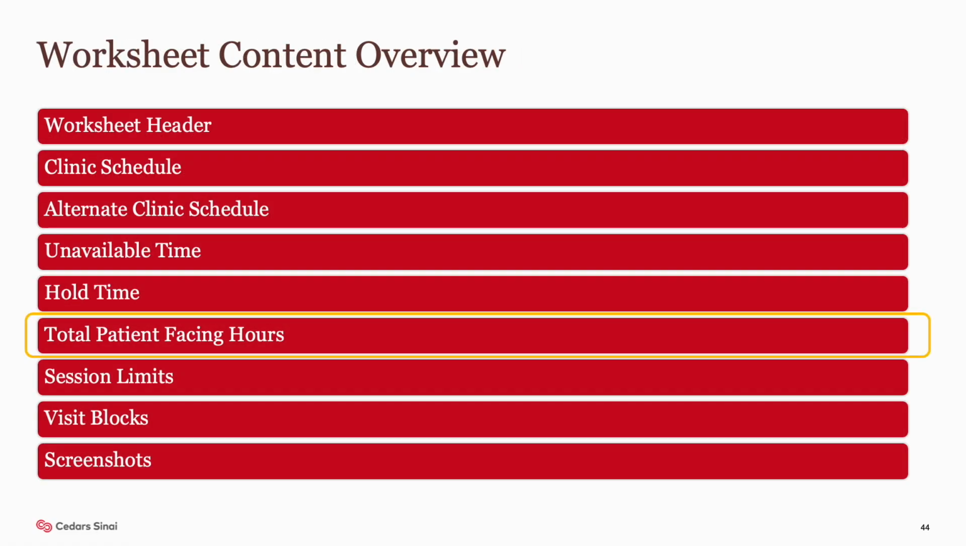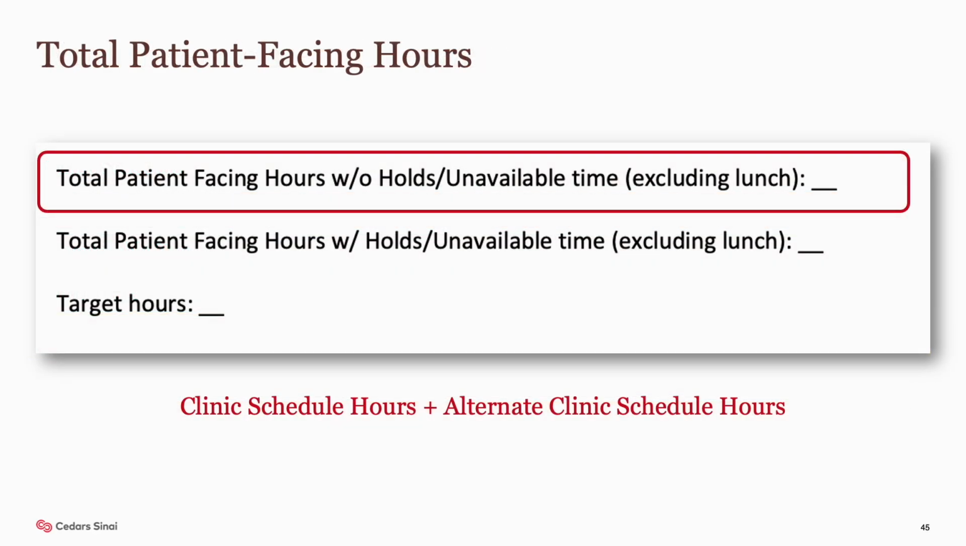Let's now transition to the total patient-facing hours section of the worksheet. Underneath the hold time section, there are 3 fields where calculations are made. The first one is total patient-facing hours without holds and unavailable time. This is calculated by adding all the hours from the clinic schedule section and the alternate clinic schedule section. For example, if you had 20 total hours in the provider schedule section and 12 hours in the alternate clinic schedule section, the total patient-facing hours are 32 hours.